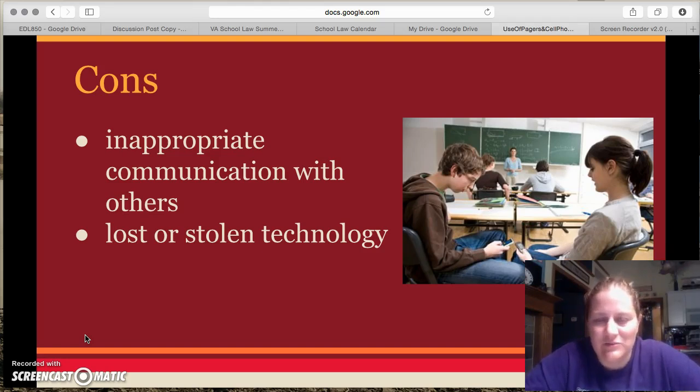Also, one thing I think about, especially at my school, is lost or stolen technology. A lot of times our policy at school is that they keep their cell phones in their lockers, but people don't, because they always say, well, so-and-so can get into my locker and then they'll steal this or whatnot. So safety and the possibility of phones getting lost or stolen is always an issue, especially for administration.